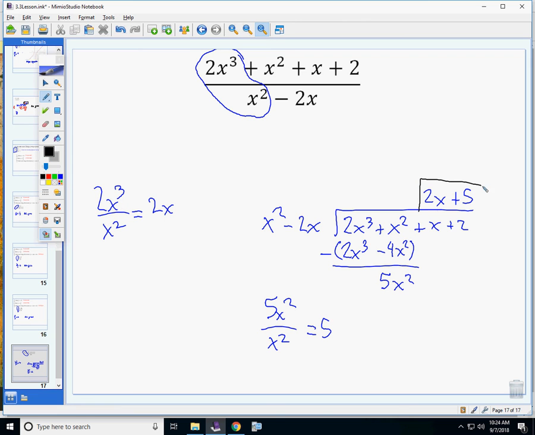Which means this right here, 2x plus 5, is your oblique asymptote. I don't need to find anything else. Y is equal to 2x plus 5, that's your oblique asymptote.